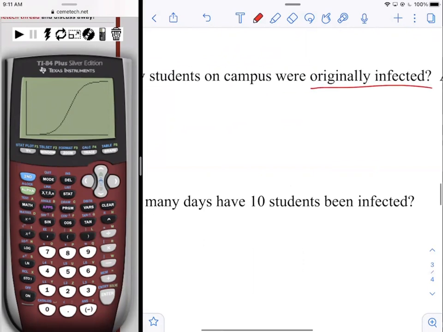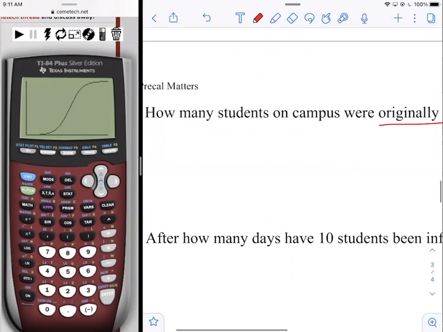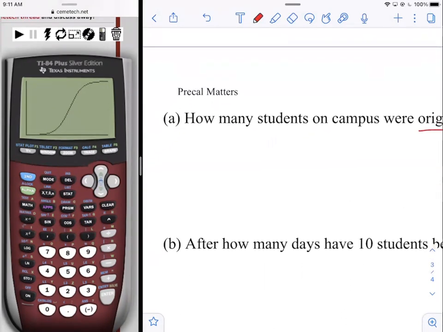Zero. So how are you going to communicate to me that you're plugging in a zero for T into the function, into the calculator? What are we going to write? S of zero. Yes. I need to see S of zero. If I don't see S of zero, I'm going to play dumb and pretend I don't know where your number's coming from.